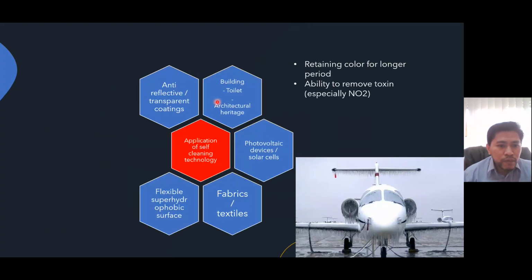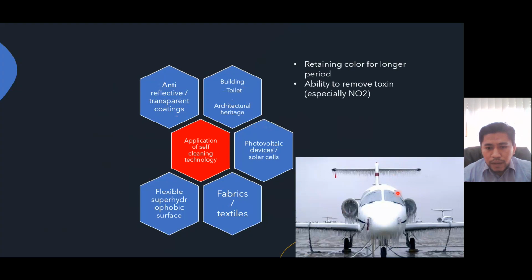Here we have some examples of applications of self-cleaning technology. We can apply it as an anti-reflective or transparent coating, and for the use of buildings, heritage buildings especially, for self-cleaning toilets, for architectural heritage, for photovoltaic devices and solar cells. Also, we can use self-cleaning technology to fabricate self-cleaning fabrics and textiles, and also for flexible super hydrophobic surfaces.